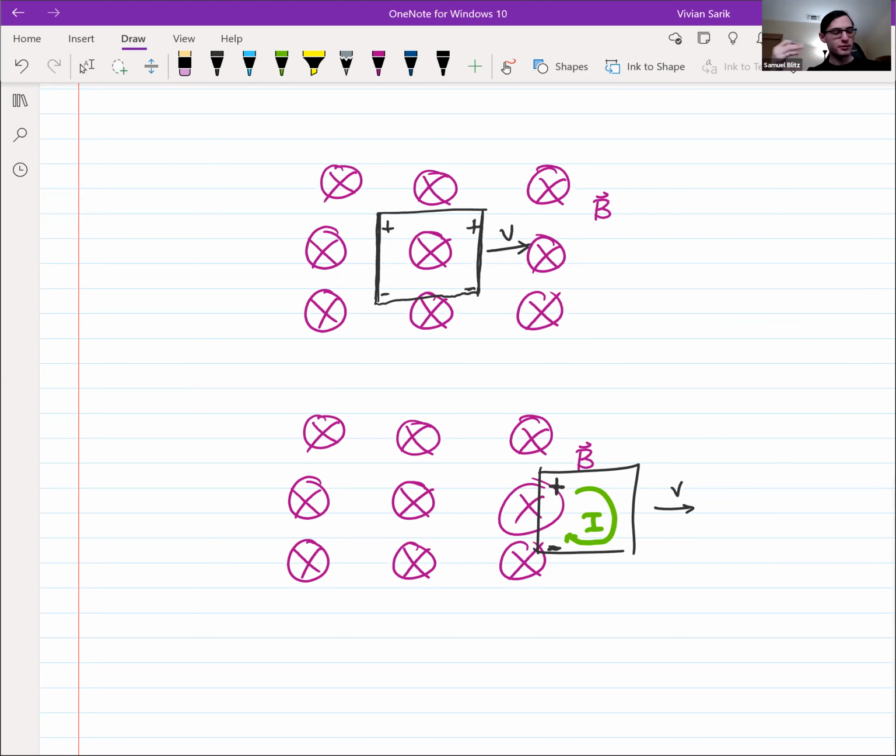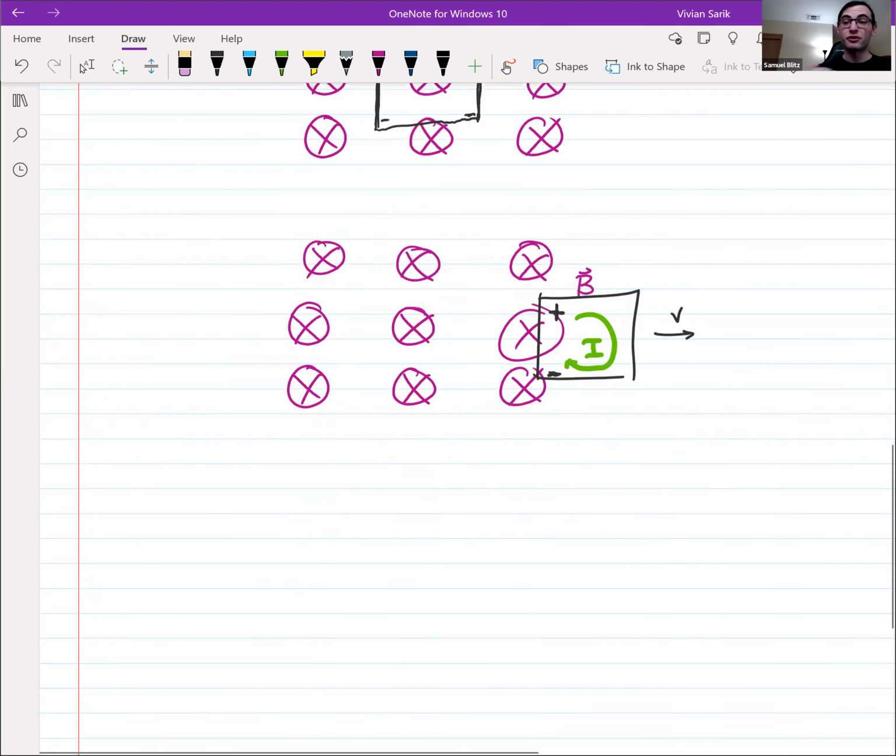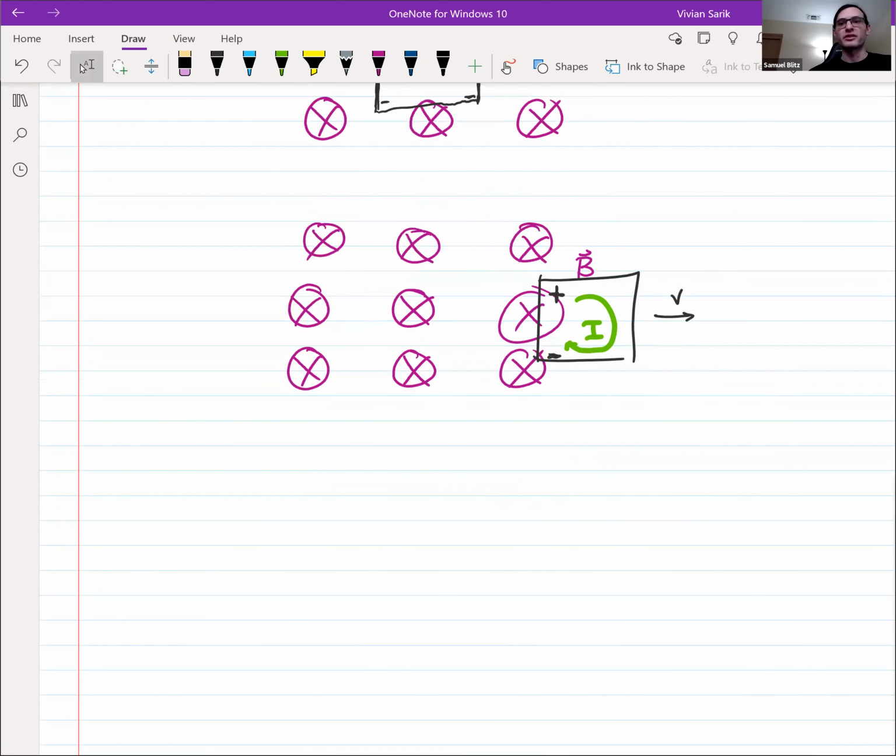And in those cases, motional EMF just isn't a good explanation because nothing's physically moving. Instead, you just have to rely on Faraday's law and Lenz's law. So let's actually look at the ways that the flux through a loop can change.